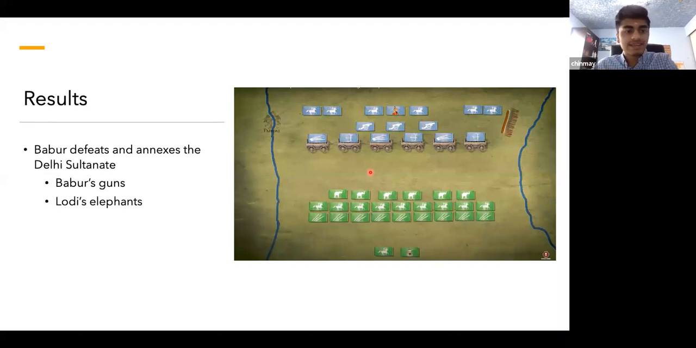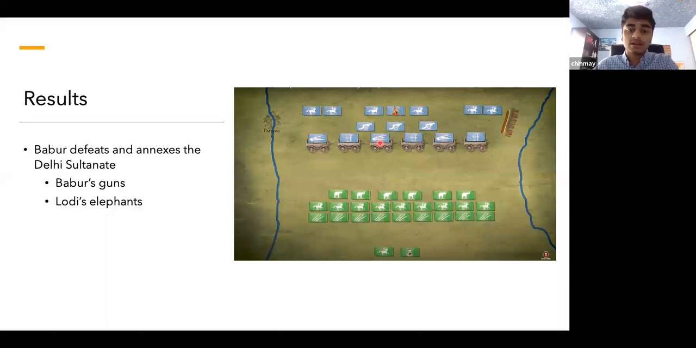So Babur defeats and annexes the entire Delhi Sultanate. Instead of just getting land, he completely took the Delhi Sultanate. The reason was that he had firearms that he got from the Ottomans and the Safavids, which he used against Lodi. Lodi's elephants were not used to these guns. They were not used to the sound of gunpowder firearms.